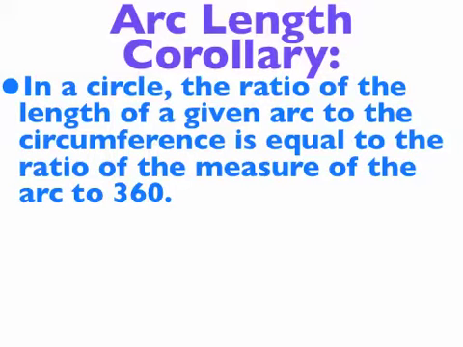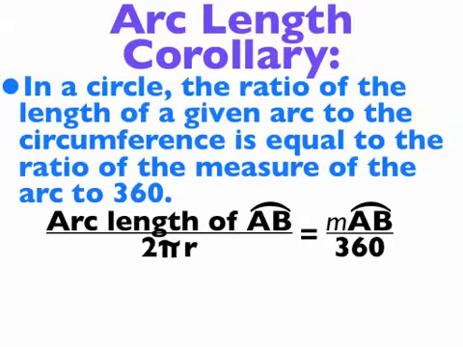The arc length corollary says that in a circle, the ratio of the length of a given arc to the circumference is equal to the ratio of the measure of the arc to 360. Written out in notation, it says the arc length of arc AB over 2 times pi times radius, which remember is the circumference, is equal to the measure of arc AB over 360. So in the left ratio, we're talking about the circumference and the length in linear units. In the right-hand ratio of this proportion, we're talking about the measure in degrees.